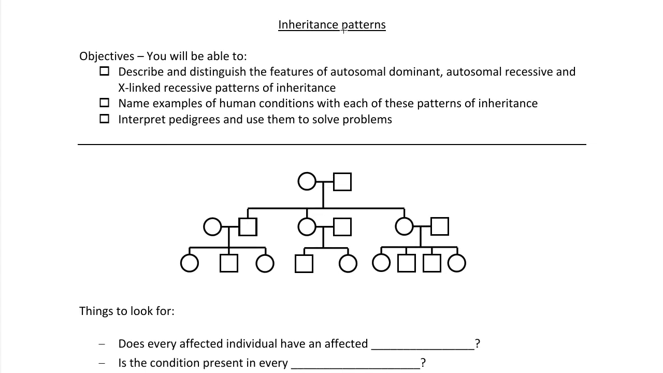In this lesson, we're going to look at inheritance patterns and pedigrees. Here's an example of a pedigree showing 3 generations of a family. We often number them with Roman numerals, so the generation goes horizontally, and this is generation 1, 2, and 3.